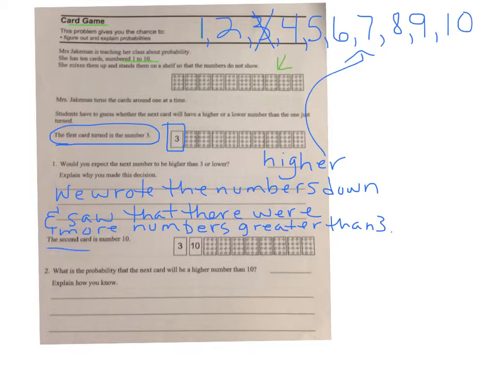So now the second card is 10, and you can see that right here. Well, okay, so we're going to go up here and we're going to cross out 10. So we've crossed out 3 and now we've crossed out 10. So let's see, what are they asking? What is the probability that the next card will be higher than the number 10, and explain how you know? Well, what are the odds? What's the probability? There are no higher numbers than 10. There is no chance that the next number can be anything higher than 10. So here we go, 0, el zippo. Okay, not a zilch. I like that. Okay, so there is none.